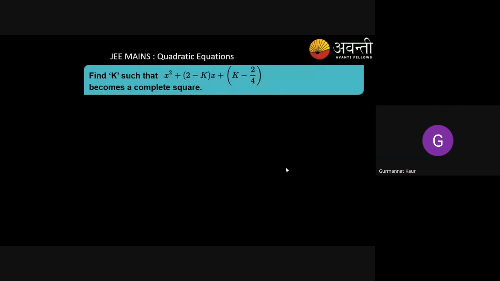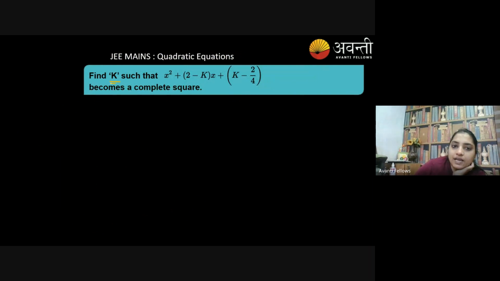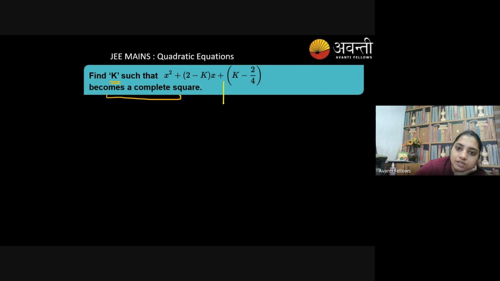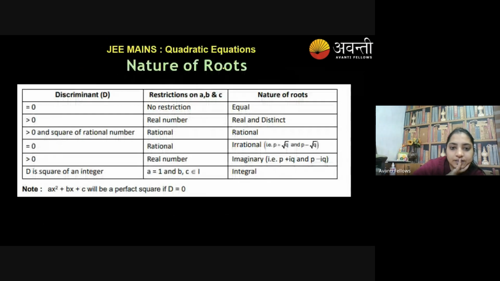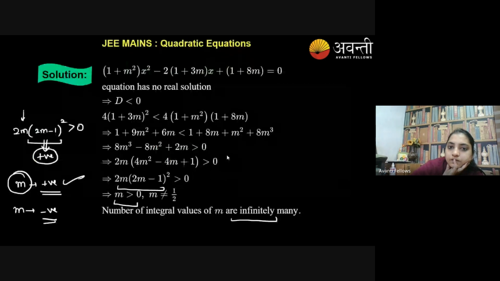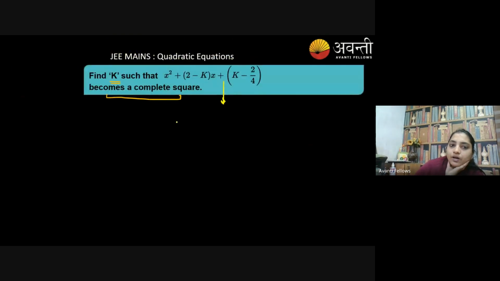Next, see: find the k if this equation becomes a complete square. Dear students, complete square means the equation is having equal roots. Just look at the screen. We just gave one hint. It is not a perfect square. When the quadratic is a complete square, it is having equal roots. If it is having equal roots, D is equal to 0.